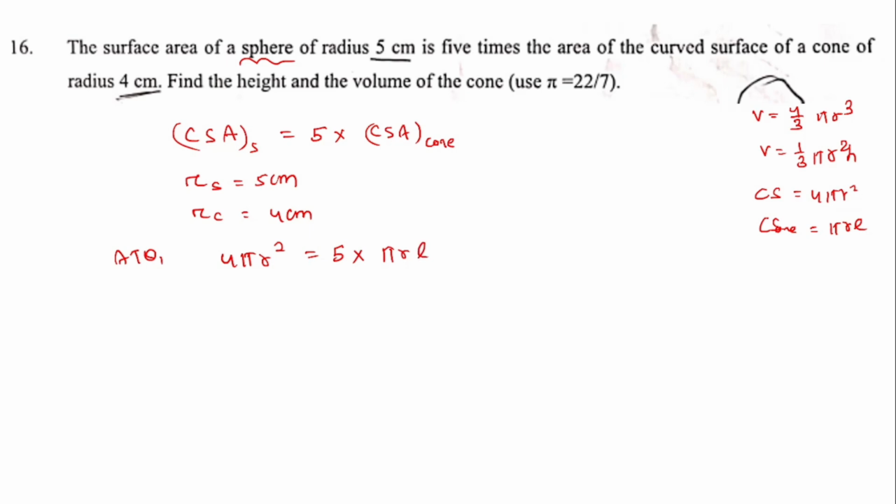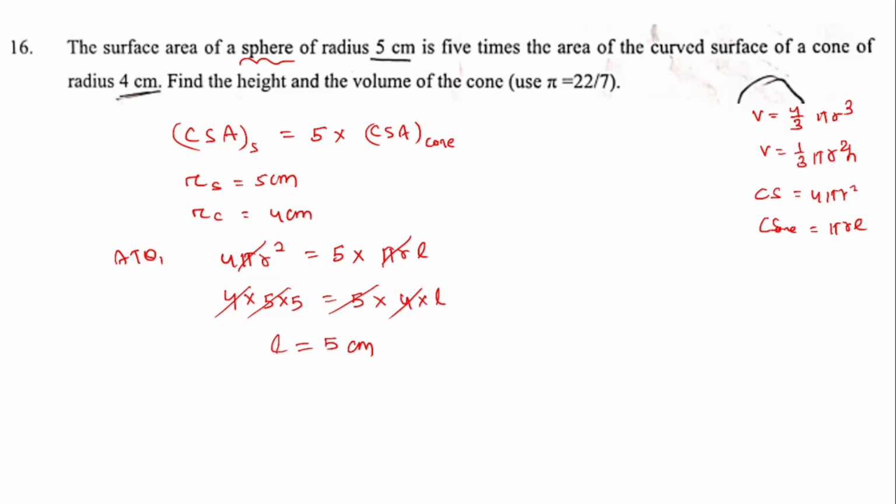Yes or no? Now here pi and pi will cancel. Now put the value: 4 into r, where sphere r is 5 centimeter. So 4 into 5 equals 5 into r, where r is 4, equals 4 into L. Now find L. Similarly, you can cancel 4 and 4, and 5 and 5. So L equals 5 centimeter.